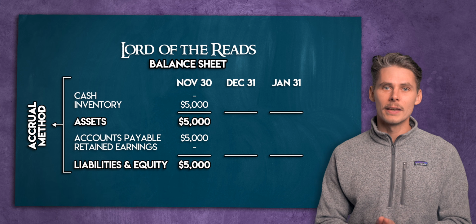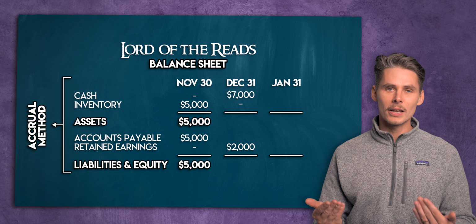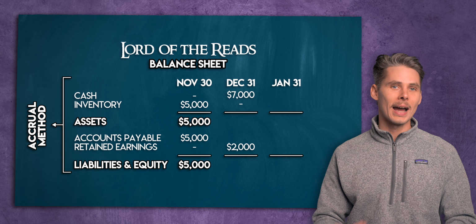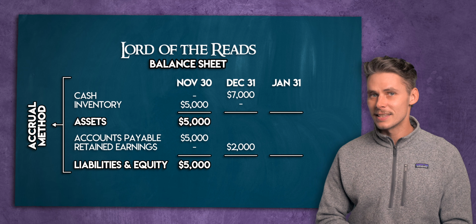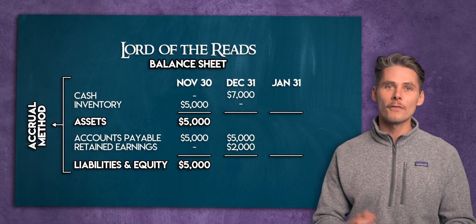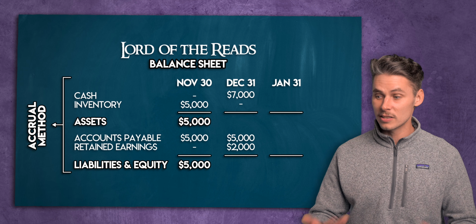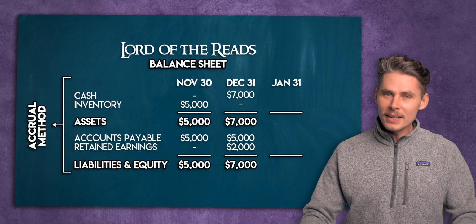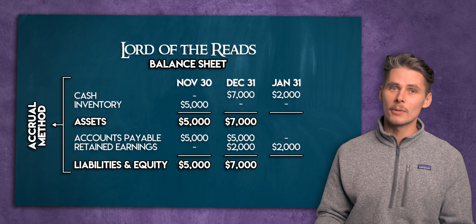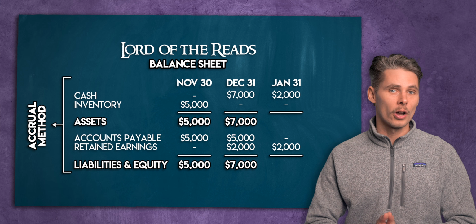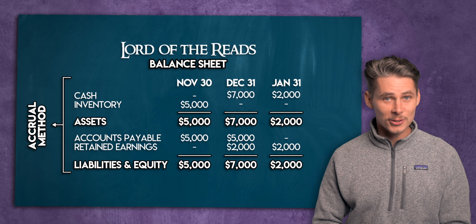In December, the inventory is sold, so it's cleared from the balance sheet. $7,000 in cash comes in as a new asset. The $2,000 profit flows into retained earnings in the equity section, and the $5,000 in accounts payable is still sitting there because we still owe the publisher. Then in January, we pay the publisher their $5,000. Cash goes down by $5,000. The accounts payable liability is gone, and the balance sheet still balances.